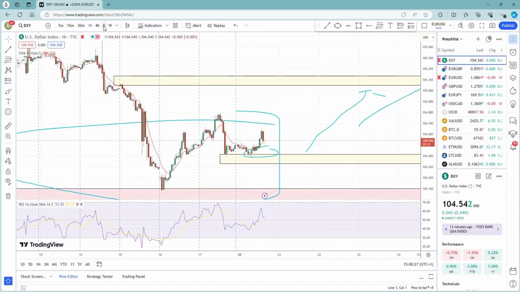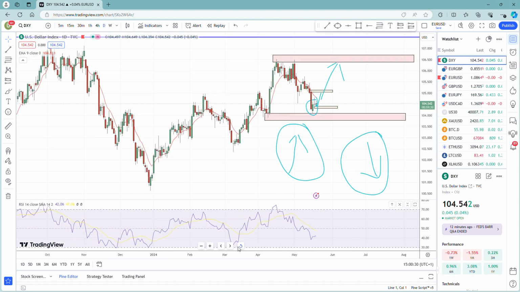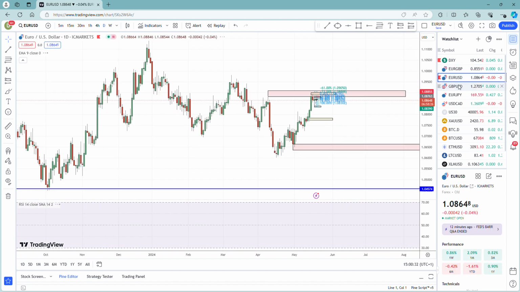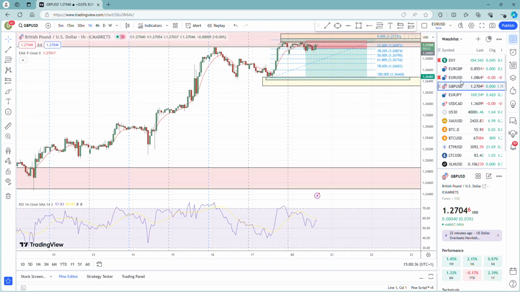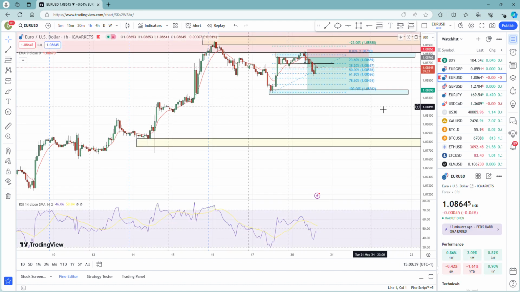But yeah, I've just shown you how to analyze the DXY and how it negatively correlates with the price action of EURUSD and GBPUSD.